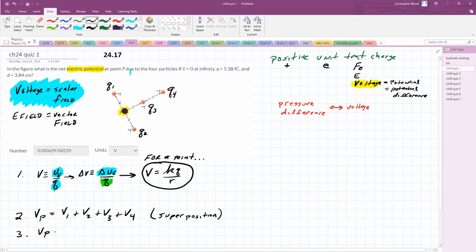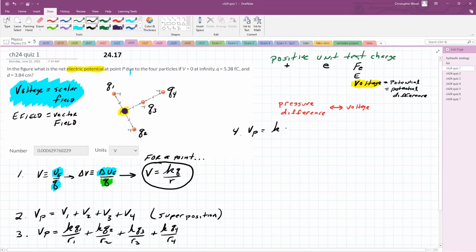So Probert is going to feel, and I'm going to follow the subscripts, K Q1 over R1 plus K Q2 over R2 plus K Q3 over R3. So again, just staying in robotic mode, very methodical, plus K Q4 over R4. And then now we can start to personalize this for the situation here. Okay, so let's just keep going. VP equals K.